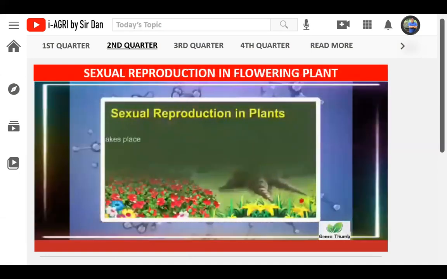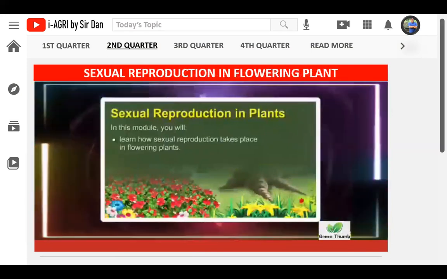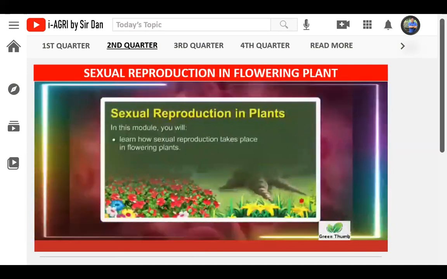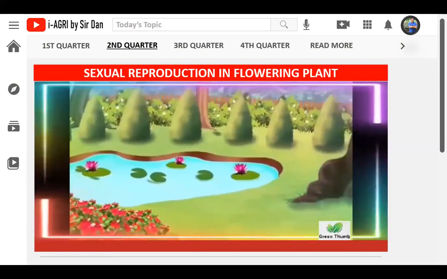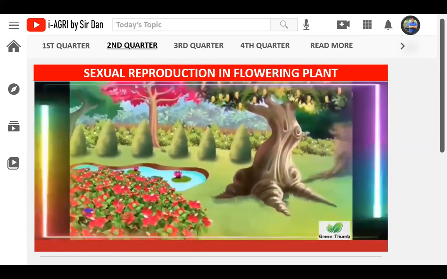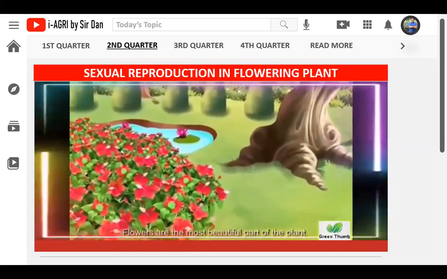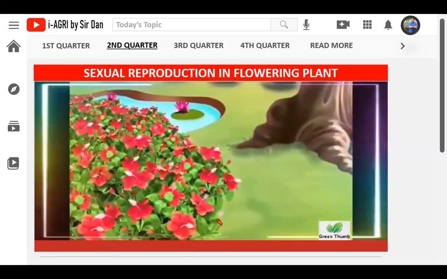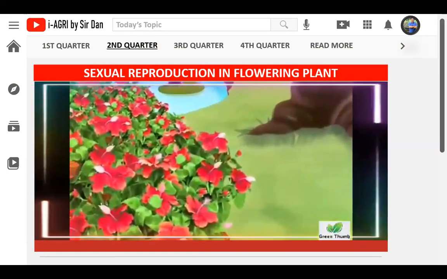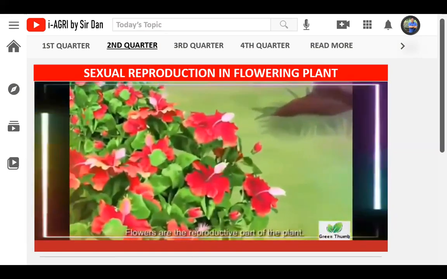Reproduction in plants. In this module, you will learn how sexual reproduction takes place in flowering plants. It is spring season. Flowers are blooming on the trees. It is indeed a beautiful sight. Flowers attract all of us. They are the most beautiful part of the plant, isn't it? You already know that flowers are not present only to add beauty to the plant. They are in fact the reproductive part of the plant.